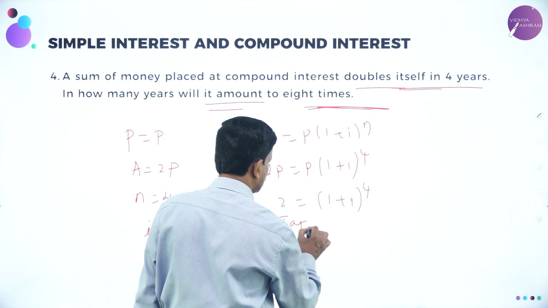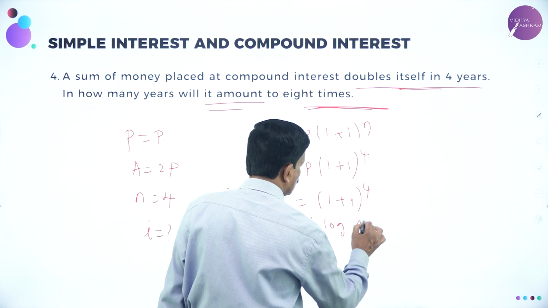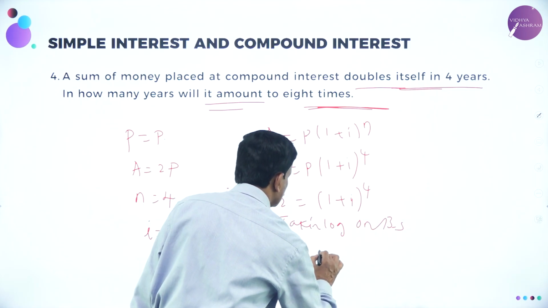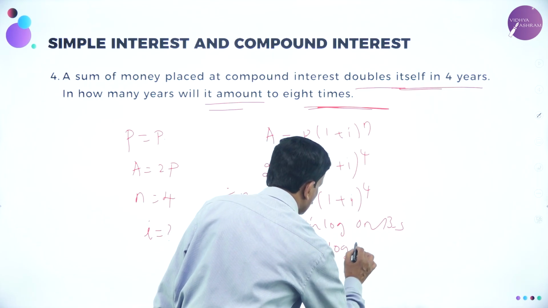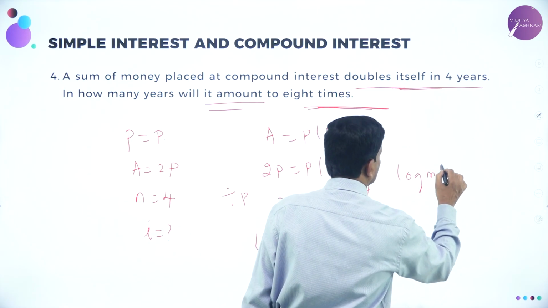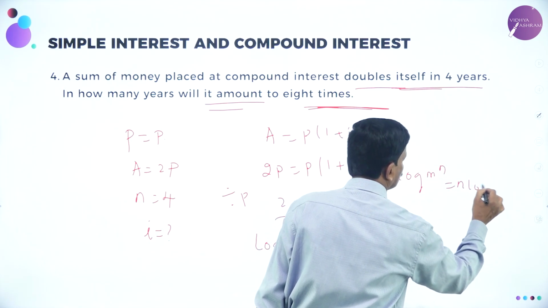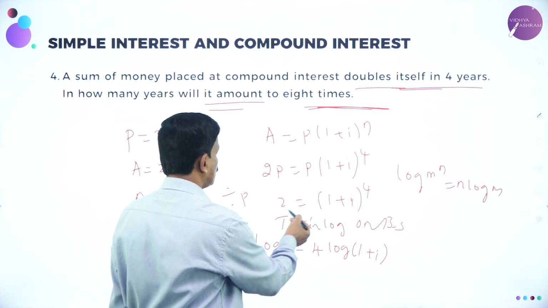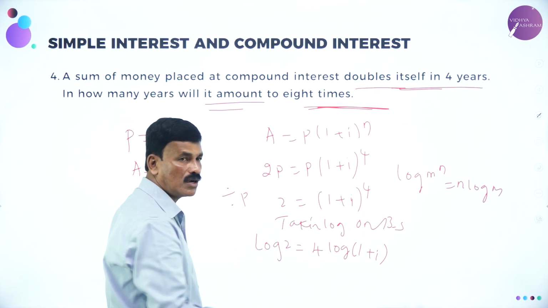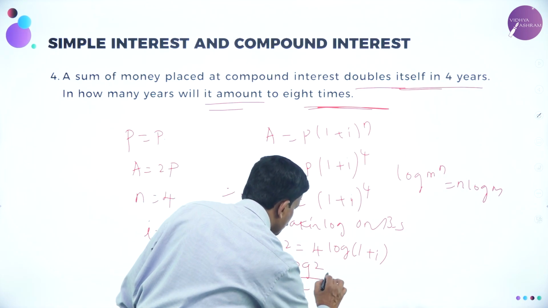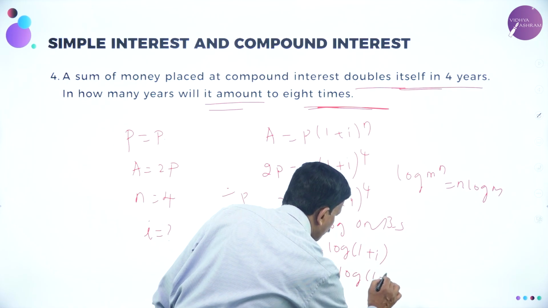If you take log on both sides, logarithm of 2 is equal to 4 into logarithm of (1 plus I), because you know logarithm of m to the power of n is equal to n log m. Taking log on both sides, log 2 is equal to 4 into log of (1 plus I). Bring this 4 to the denominator: log 2 divided by 4 is equal to logarithm of (1 plus I).